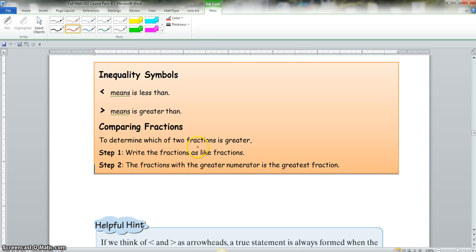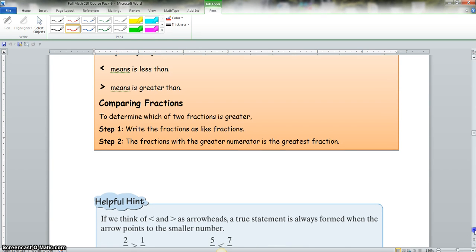To determine which of two fractions is greater. Step 1. Write the fractions as like fractions. Step 2. The fraction with the greater numerator is the greatest fraction. Okay. Now we scroll down here.